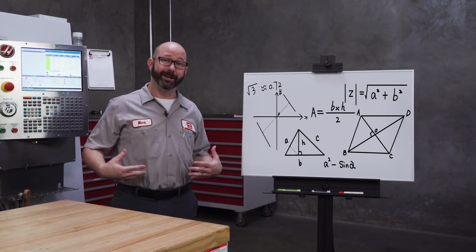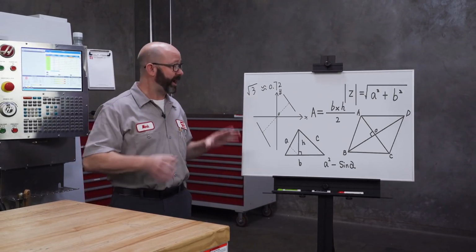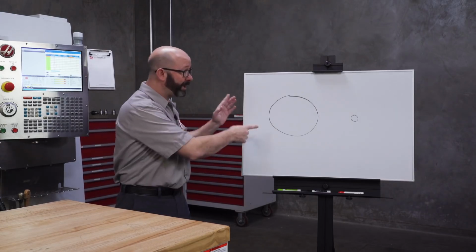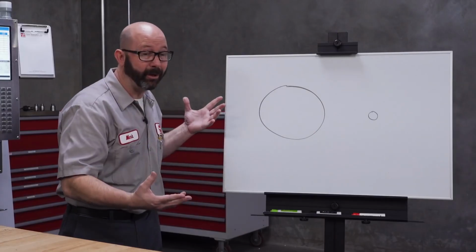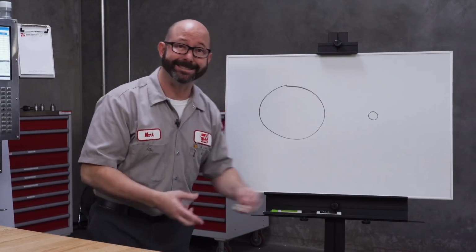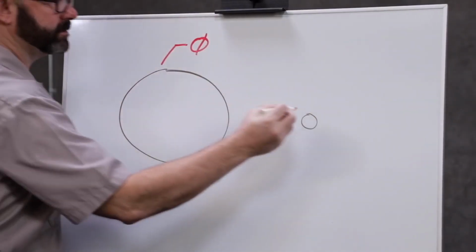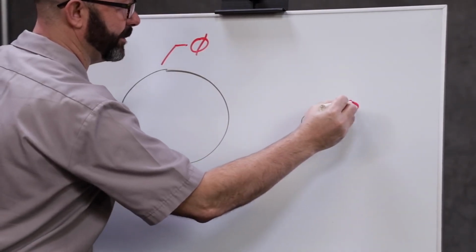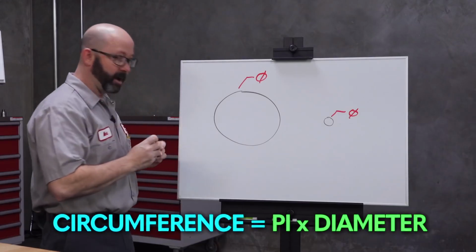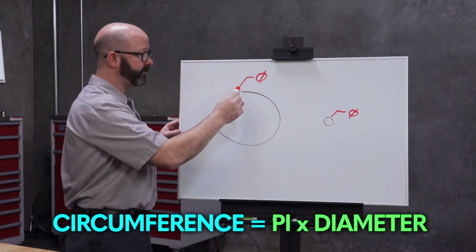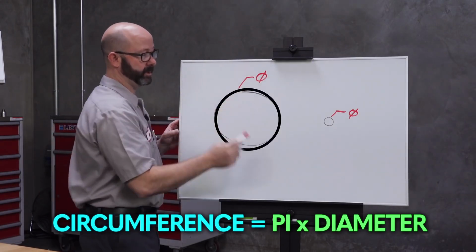Okay, I love geometry. So what we've got here are two circles, one big and one small. Now they've got different size diameters, right? Big diameter, small diameter. And they also have different circumference, the distance around those circles.